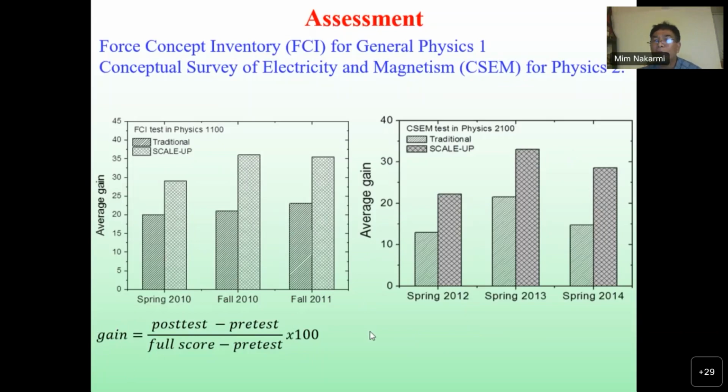I also gave a similar survey question to our regular conventional class. It's not only one time. I gave it a few times regularly, and these are my results. This is for Physics 1100, and this is for Physics 2100, Physics 2. Compared to traditional, scale up has a higher gain in Physics 1 and Physics 2.